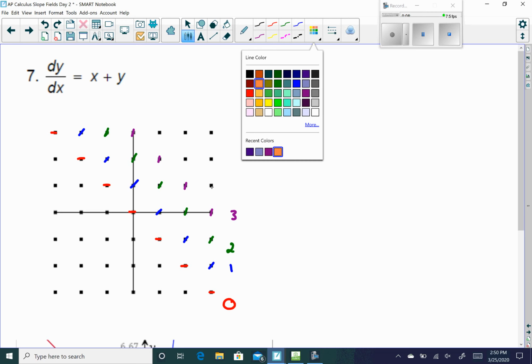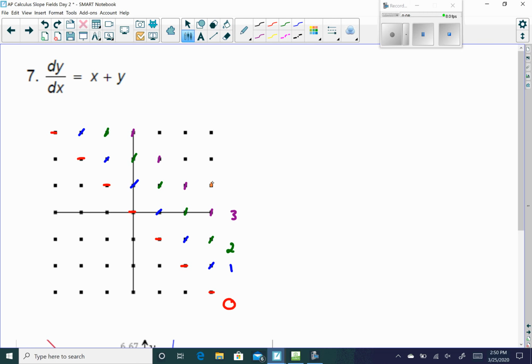Let's go over to 3, 1. I'll have a slope of 4. Again, just as well as you can draw this in, lining it up with your ruler will be the best bet. At 2, 2, I'll have a slope of 4, and at 1, 3, I'll have a slope of 4.